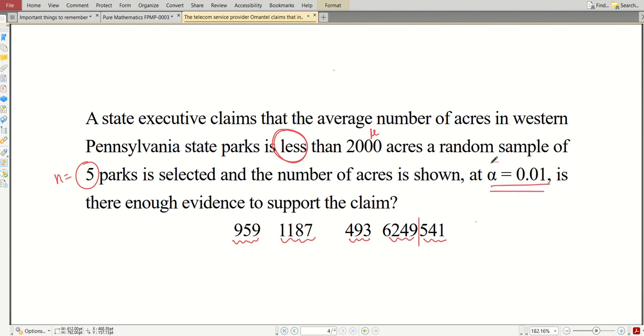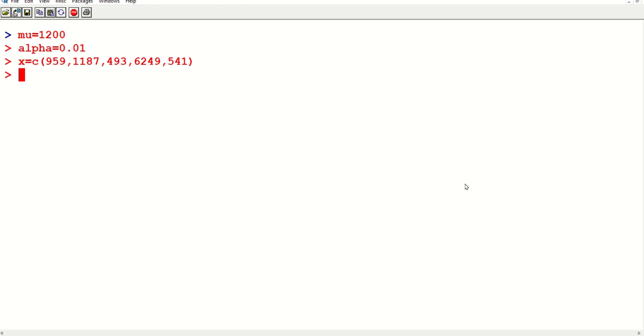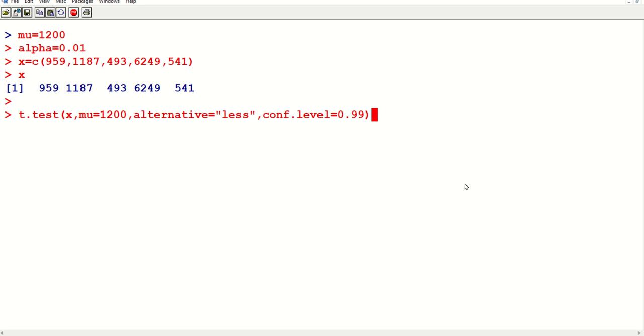So what do we need here? First we need the value of alpha, second the value of mu, third the alternative less, and fourth this data. Then we can solve the question directly in R. These things I have already typed: mu is equal to this one, alpha this one, and x this one. These are the values of x. Now, if data is given, then we need to use the formula directly. t.test is equal to x, comma, the value of mu, alternative, what type of hypothesis it is? Less. And confidence level, because alpha is 0.01, so 0.99.